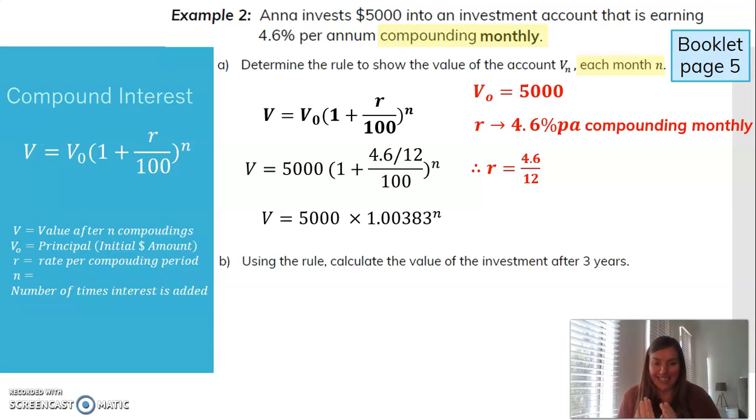Now, again, I'm going to say it again, I'm going to be like a broken record. Your N for this one now refers to months, not years. So keep that in mind when we're doing the next part, which is part B. Using the rule, calculate the value of the investment after 3 years.